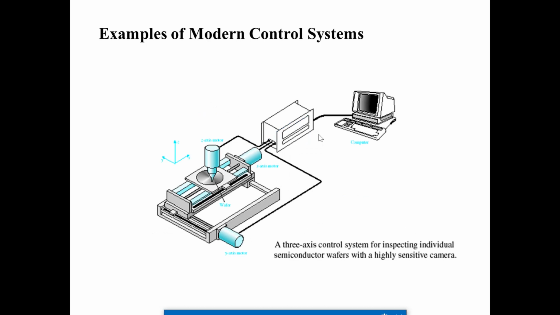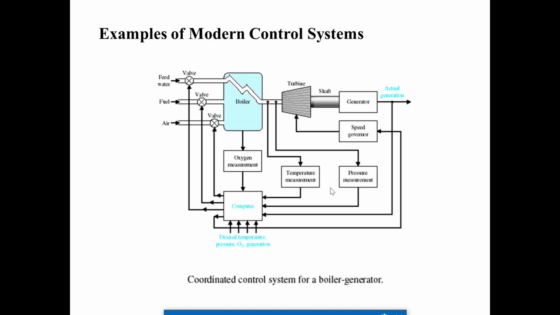Next one is the computer controlled machine, a 3-axis control system for inspecting individual semiconductor wafers with a highly sensitive camera. So the manufacturing of semiconductor wafers, we are going to look at here. That manufacturing can be observed through a highly sensitive camera. This is also an example of a modern control system.